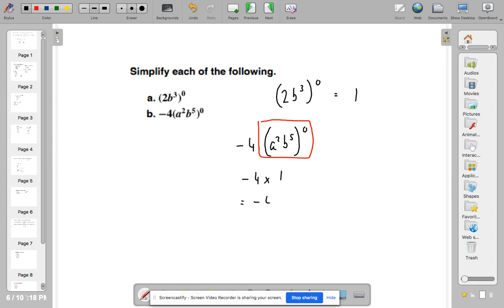equals minus 4. Okay, so there's a bit of an introduction to the first 3 index laws. Hope that gives you a good head start.